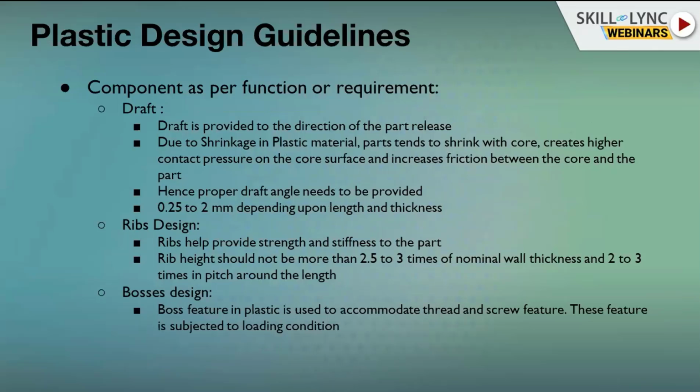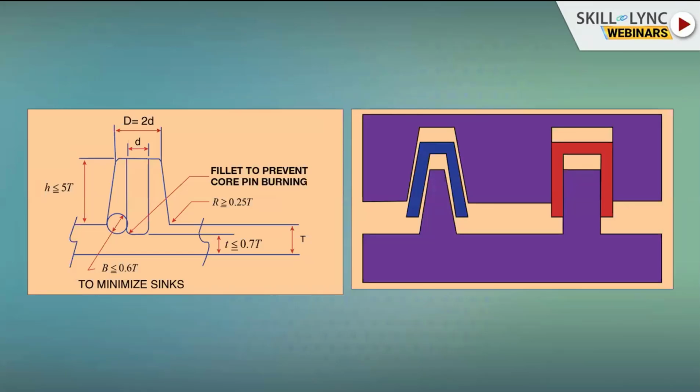Draft is provided in the direction of the part release. Due to shrinkage in the plastic material, the parts tend to shrink onto the core, which creates higher contact pressure on the core surface and increases the friction between the core and the part. Hence, we need to provide the required draft angle. Here on the right side, there is a red component without any draft. This is the core and this is the cavity.